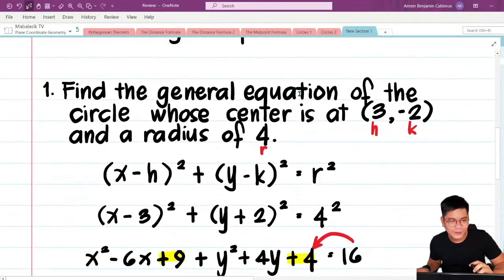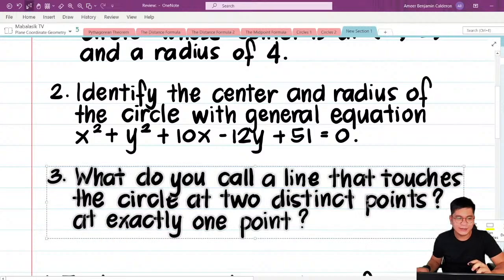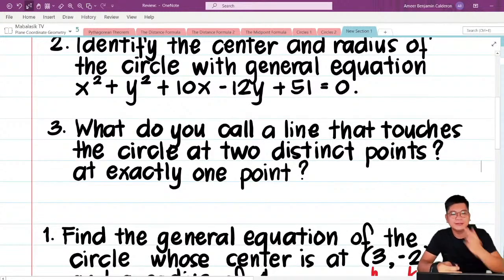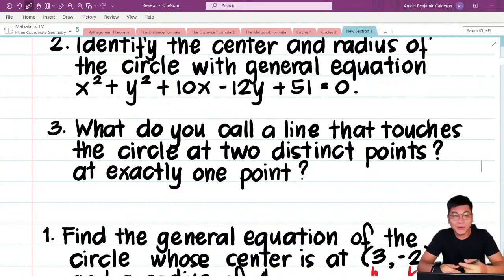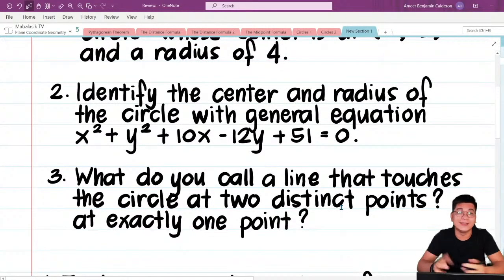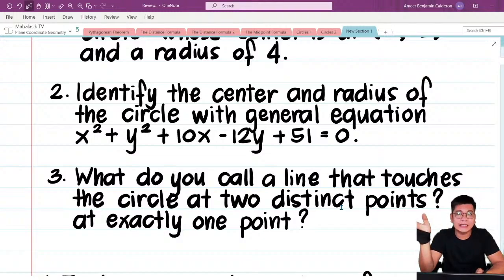We have a third question. The third question is, what do you call a line that touches the circle at two distinct points? At exactly 1 point. A line that touches the circle at two distinct points is called a secant line. A line that touches the circle at exactly 1 point is called a tangent line. Now, what if we put our secant line and tangent line in the coordinate plane together with our circles? Then, the points where the secant line and the tangent line intersect our circle will have coordinates.